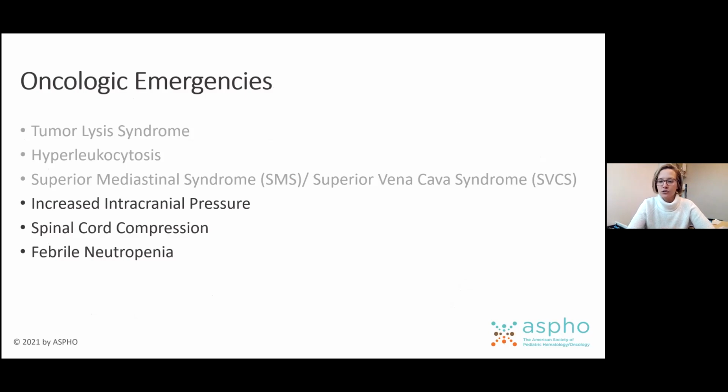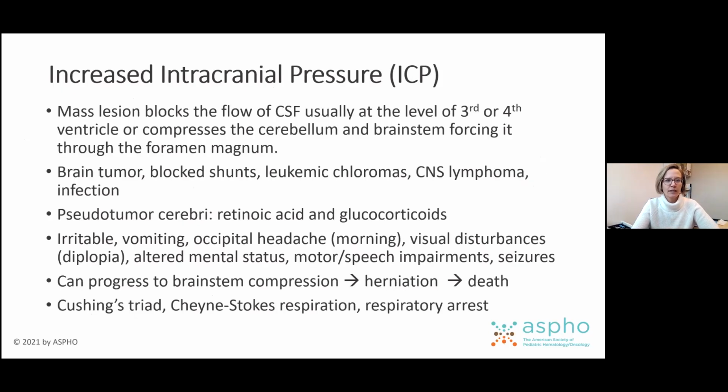Next, we'll talk about increased intracranial pressure. And this can occur also for a number of reasons. It's often a mass lesion that's blocking the flow of CSF at the level of the third or fourth ventricle, or compresses the cerebellum and the brainstem, forcing it through the foramen magnum. This can happen in brain tumors, in blocked shunts, in the setting of leukemic chloromas, in CNS lymphoma, or in infections. Patients with malignant diagnoses can also have pseudotumor cerebri, which increases the intracranial pressure, and that can be treated with retinoic acid and glucocorticoids or therapeutic taps, Diamox, things like that.